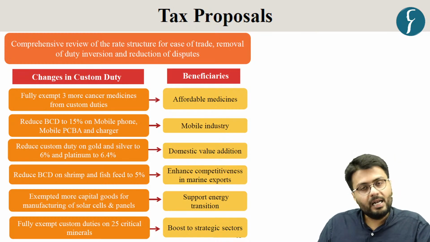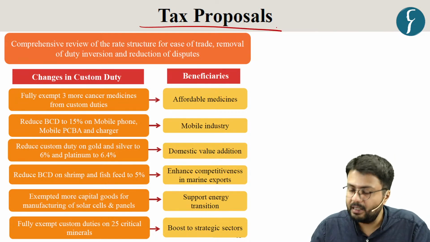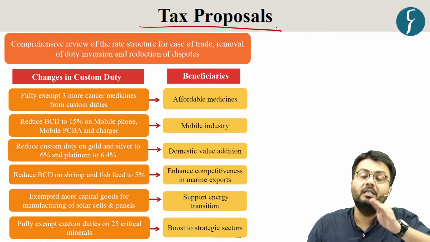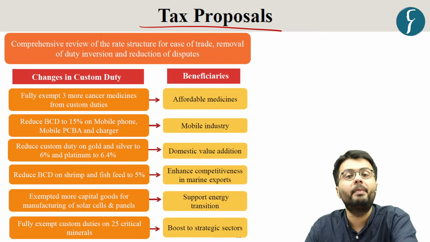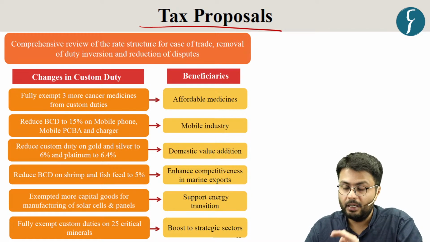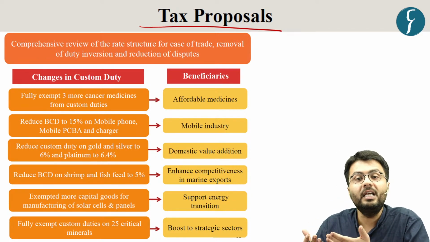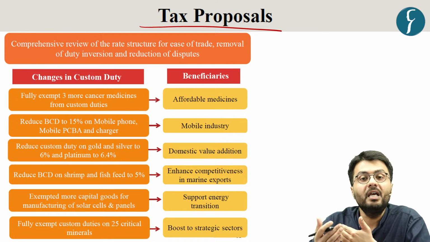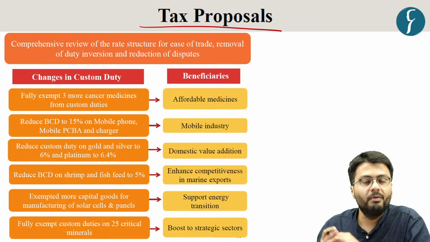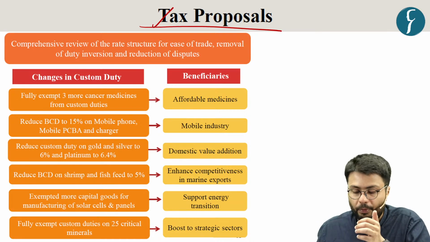Now, in this regard, let us understand the various tax proposals of the government. The earlier part of our discussion related to the expenditures made by the central government. Now, this second part deals with the revenue sources of the union government, which is generally made by the government through tax proposals.